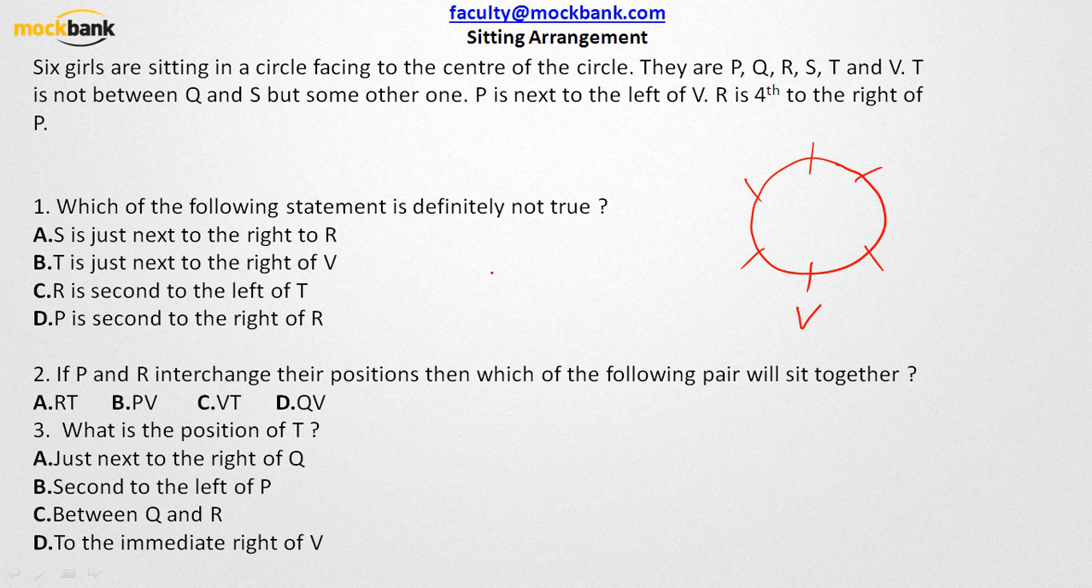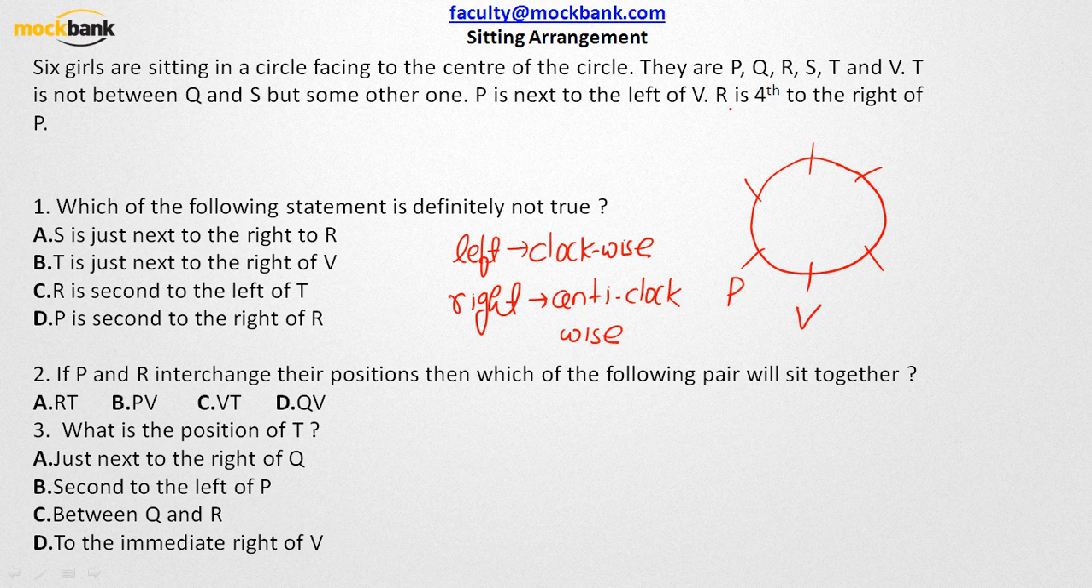What do we mean by left? Left is nothing but clockwise direction. And how about right? Right is as simple as anti-clockwise direction, when the people who are sitting around the table are facing the center. Now P is next to the left of V, so I need to move in the clockwise direction, and this is the position of P.